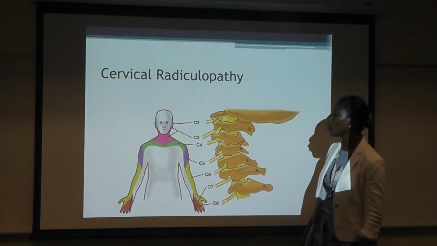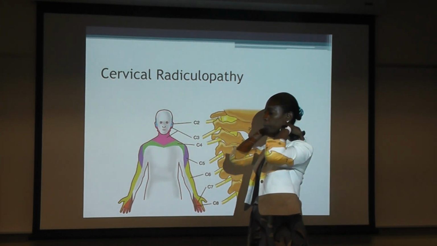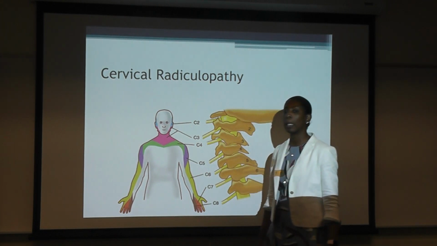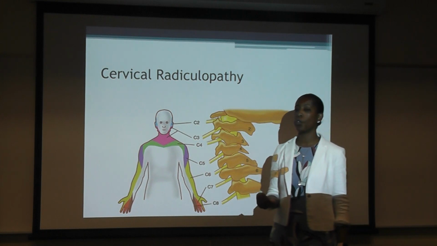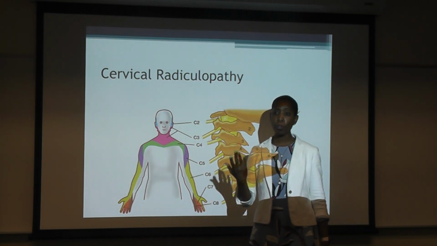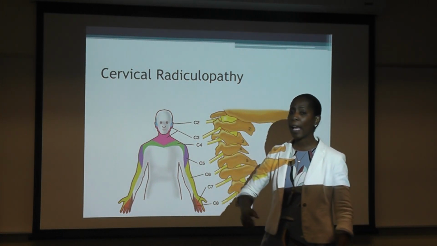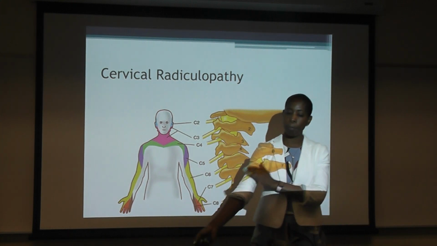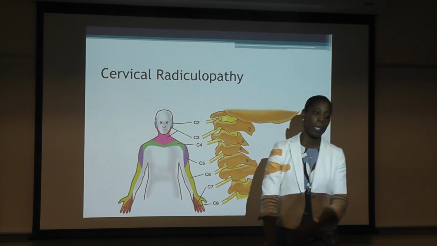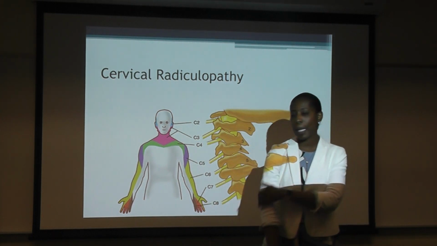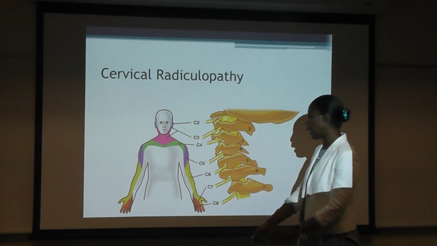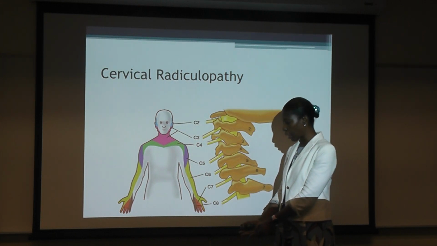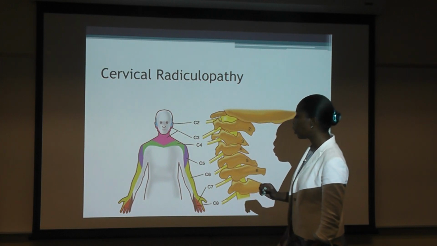Then they have C4. C4 is the shoulders, the scapular and the shoulders across here. Now, the more common ones you'll see are usually lower down. C5, deltoid, okay? C6, bicep, okay? C7, tricep, okay? C8, it comes back down to the back of the hand and comes down to the last two fingers.